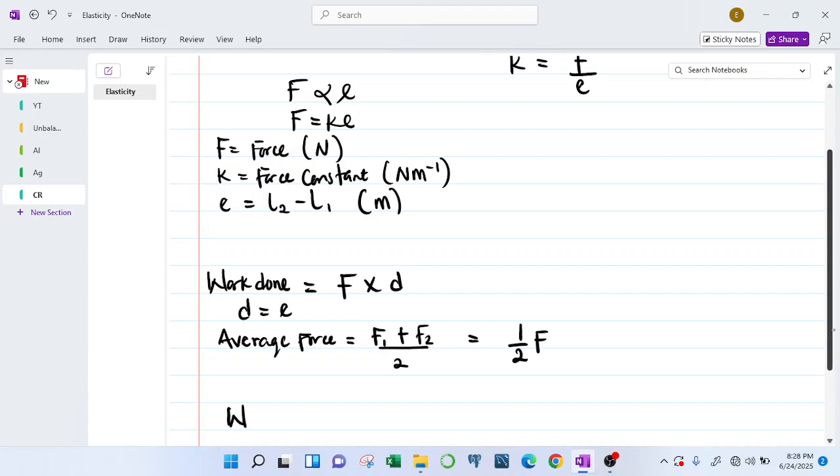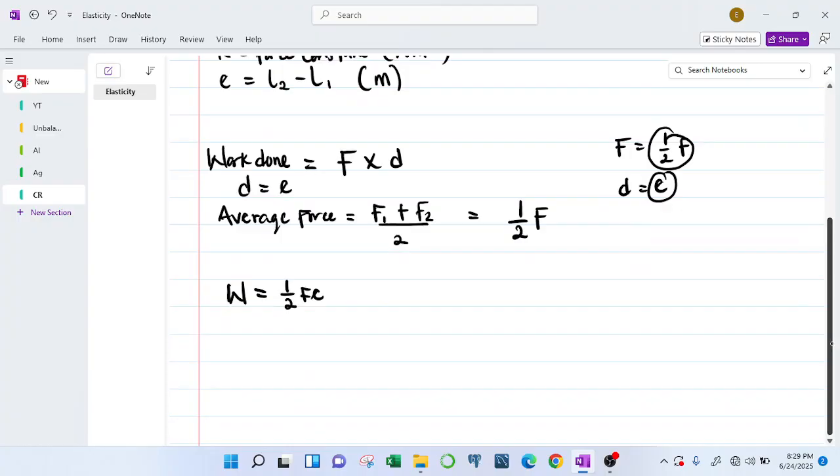So automatically, your work done becomes, your force is half F and your D is E. So you simply, work is force times distance, but your force is half F and your distance is E. So it becomes force times distance. That is half Fe. And that is the formula for work done in an elastic body. However, what if you are given the force constant instead of the actual force? You can also maneuver your way through it. Why? You have known that F equals KE. So you can go in 2 steps. Some people go in 2 steps. What they do is, imagine you are given K.